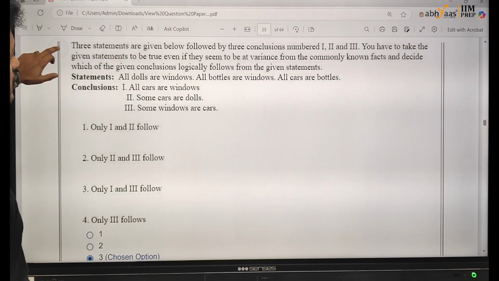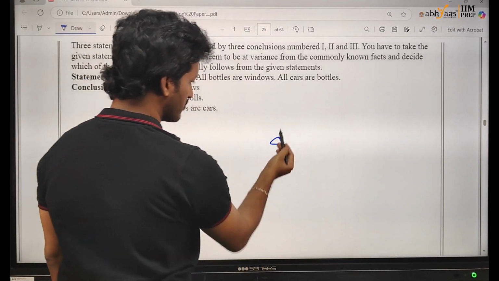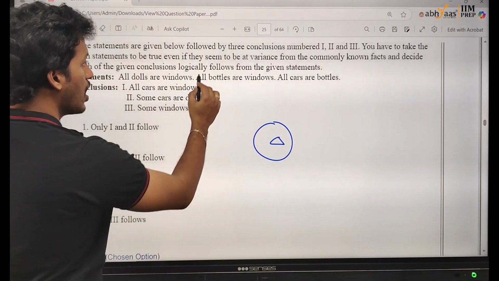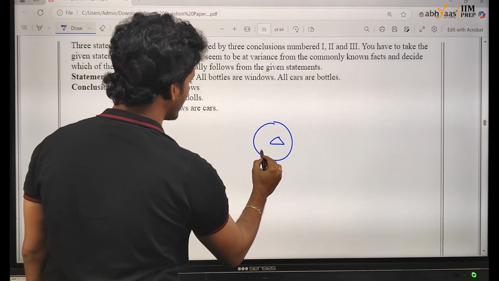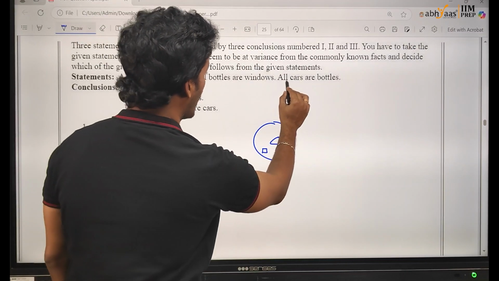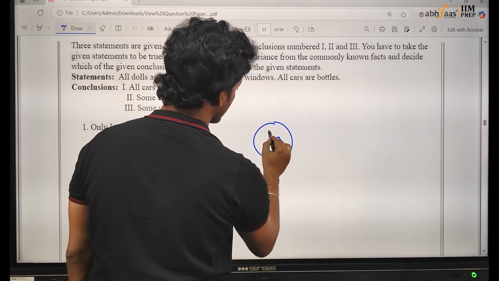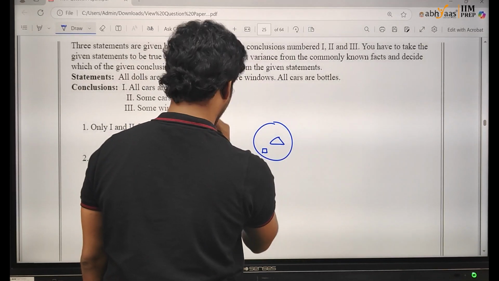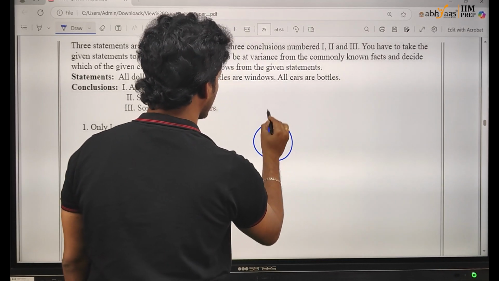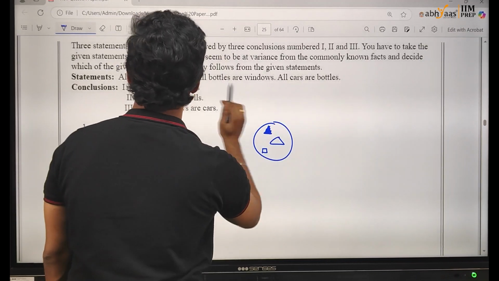Syllogisms. 3 statements are given below. Following. Okay. All dolls are windows. So I am drawing all dolls. This triangle represents dolls. Are windows. Circle represents windows. All bottles are windows. So the other diagram has to be inside the circle. The square represents bottles for me. So all cars are bottles. So cars don't represent here. Let's take another shape, a darker triangle. So this is all cars are bottles. Sorry, all bottles are. Oh, this cannot be the diagram.